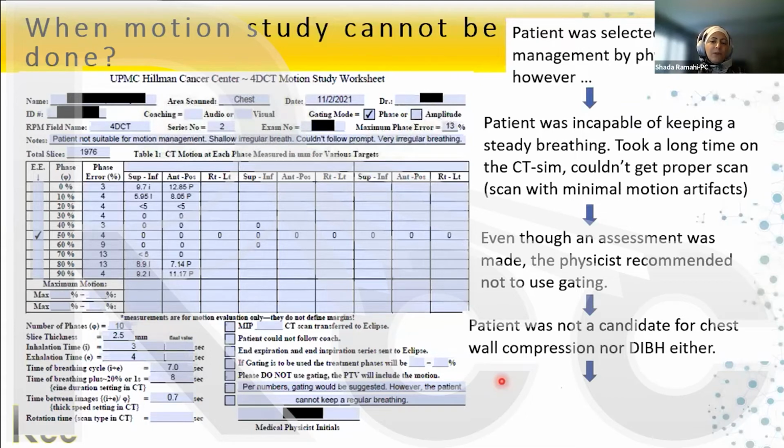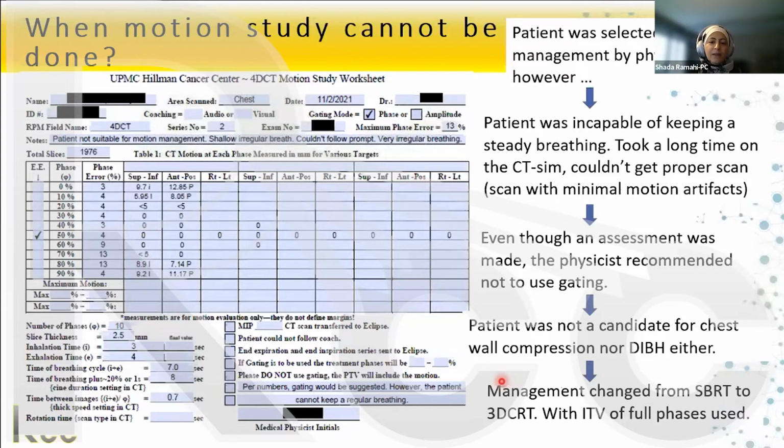Deep inspiration breath hold and chest compression for this particular patient could not be applied. And hence, the final decision was, well, we cannot treat this patient with SBRT, and we move them to 3D CRT.